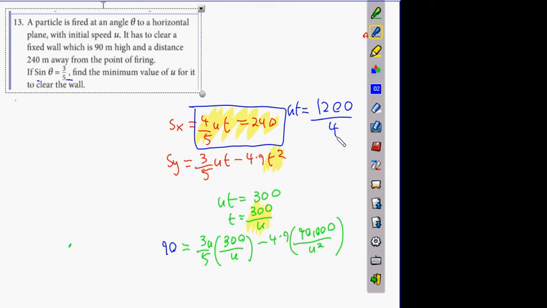Next thing is we're going to multiply all these out. So we're going to have 90 equals, what's that going to be? 900 over 5. Are we happy with that? You cancel. 3 times that, 900 divided by 5 is 180.